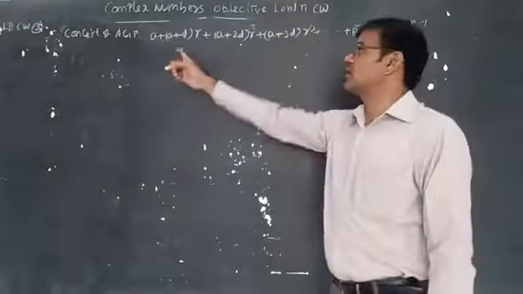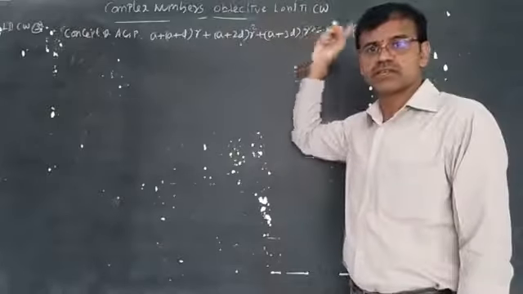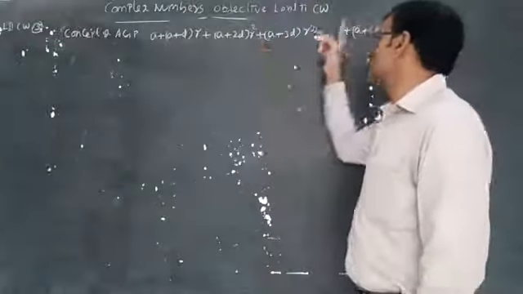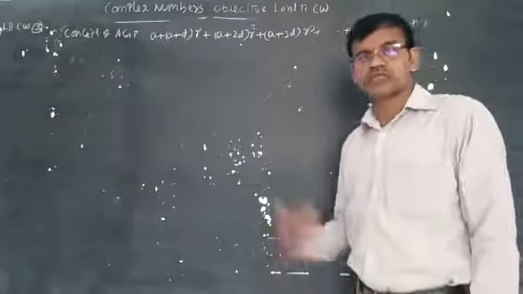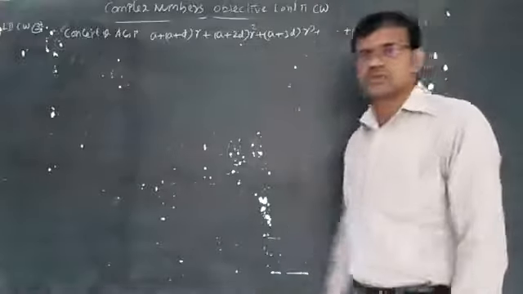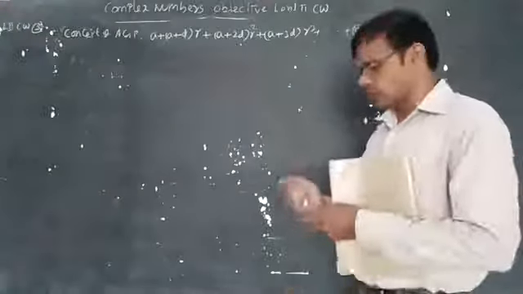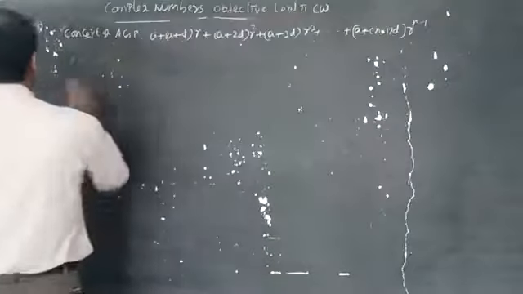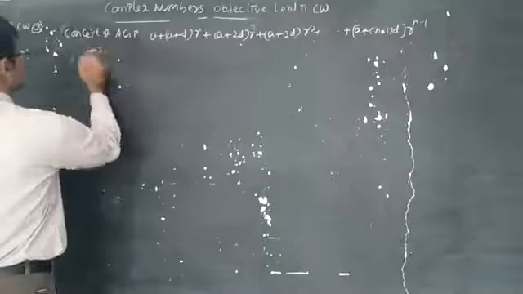General notation: a plus d, a plus 2d, a plus 3d is AP. A, ar, ar square, and so on up to r power n minus 1 is GP. If AP and GP are combined, it is called AGP, arithmetic geometric progression. In that, let us consider an example.